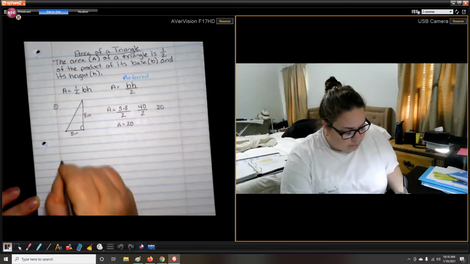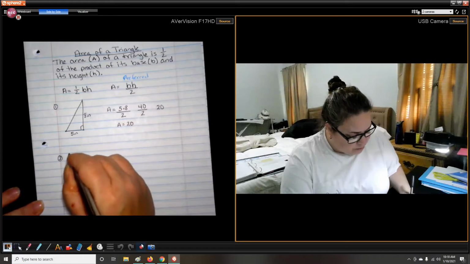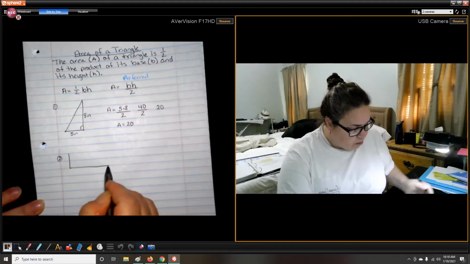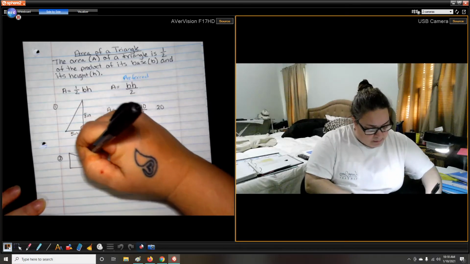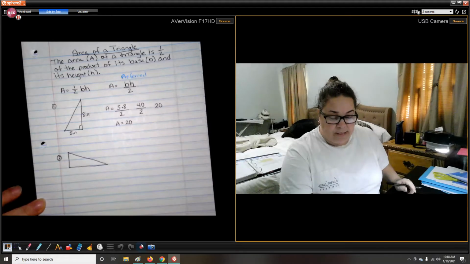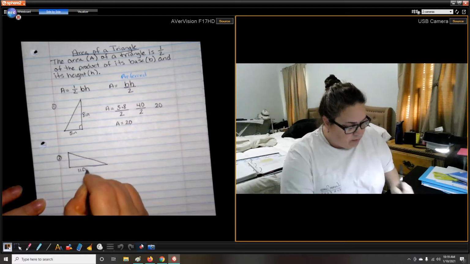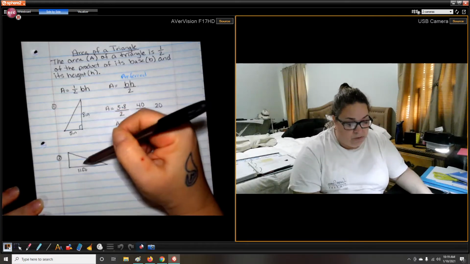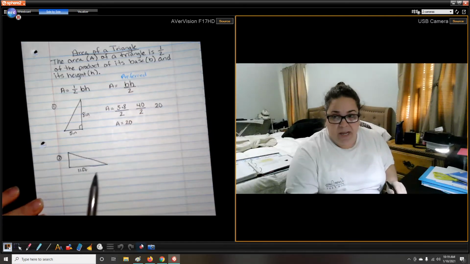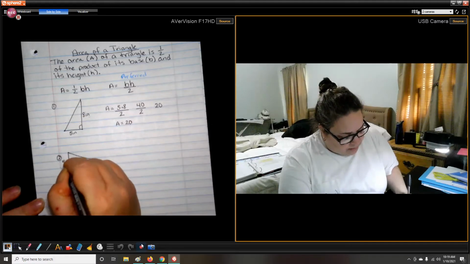Let's do example 2. All right, for example 2, we're going to do down, across, and over. All right, so this time my base is going to be 11 feet. Notice that this triangle is very similar to this one, it's just laying down. But the one on the bottom is the base, okay? And then this side is going to be 4 feet.